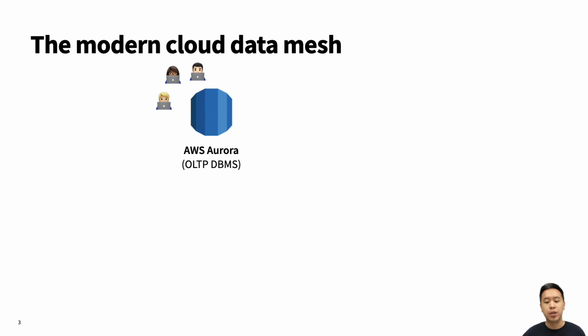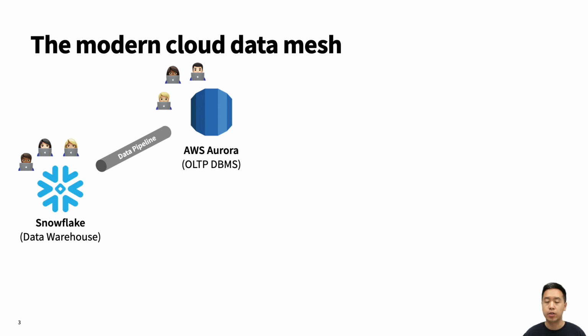Well, an organization might typically start out with a single database system, usually transactional, so in this case, AWS Aurora. They run everything they need here, so transactions and simple analytics. But of course, as business needs change, as they grow, they might decide that they need to run more analytical queries, and these might start interfering with the workloads that you run on Aurora. And so they might spin out a data warehouse, such as Snowflake, to run those analytical queries.